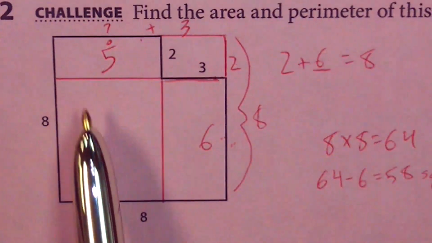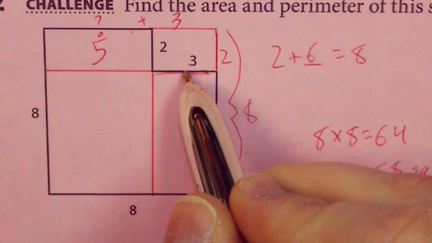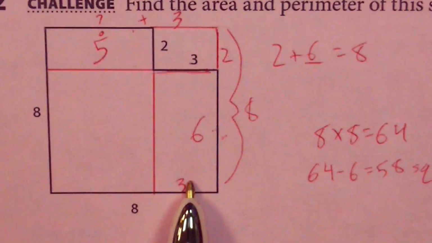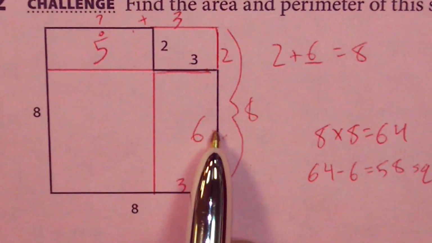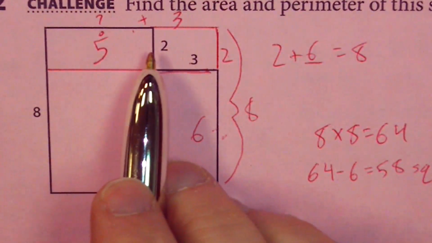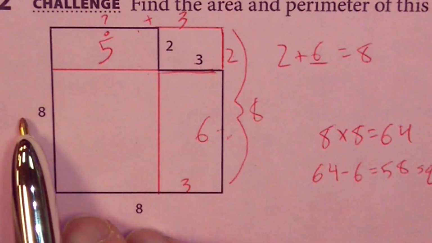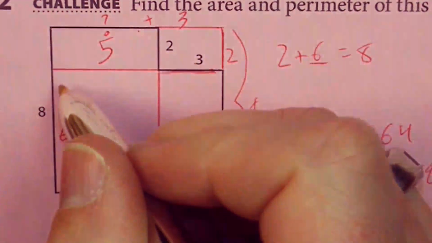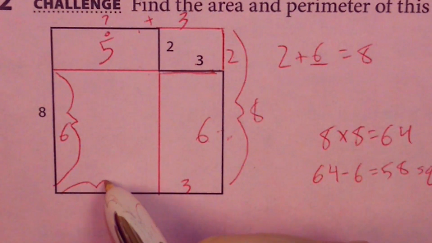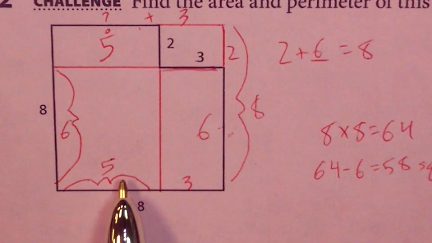Now I have 3 rectangles to work with. And I know that this is a 3 because it's opposite of this 3. I know these are 6s, okay, so that's good. I know these are 5s and these are 2s. And then the opposite of this is a 6, right? This length here is a 6. And this length here is a 5. And so then I could do my math that way.